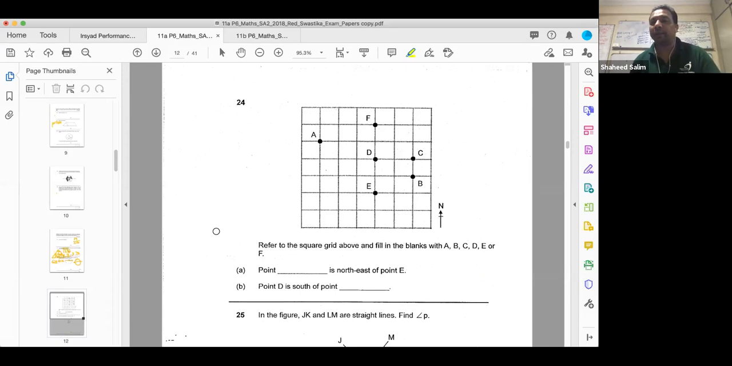Now refer to the square grid and fill in the blanks A, B, C, D, E, or F. Point, what is northeast? North.